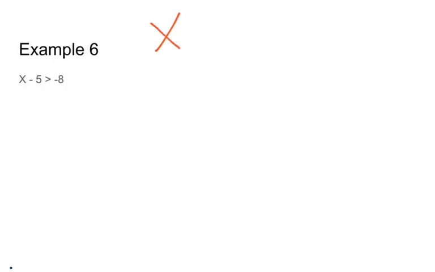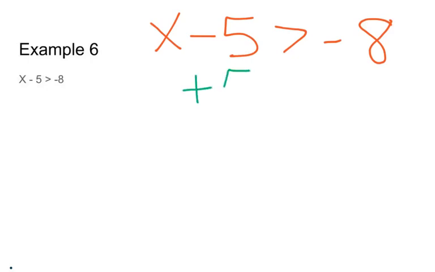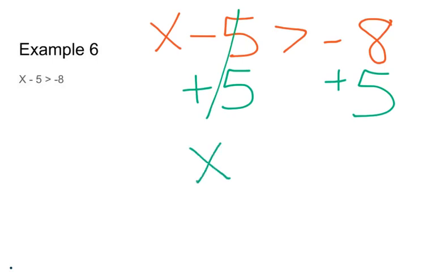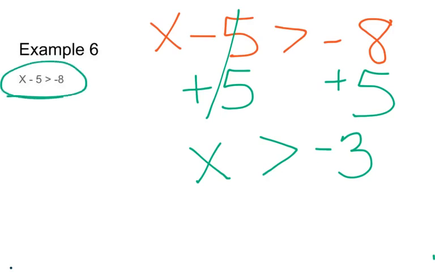Now for this example. The only thing we need to undo is subtraction. So to undo subtraction, we add to both sides. Remember, to keep that balance of the inequality, you have to do the same thing to the left and right side. So negative 8 plus 5 is negative 3. So any x value that's greater than negative 3 will make the original true.